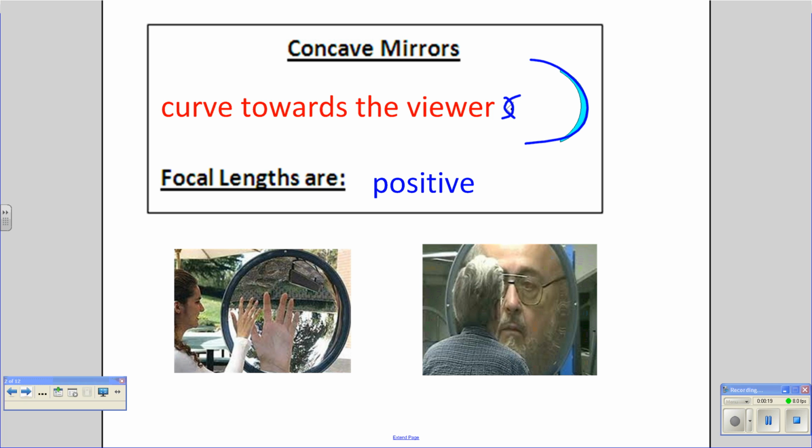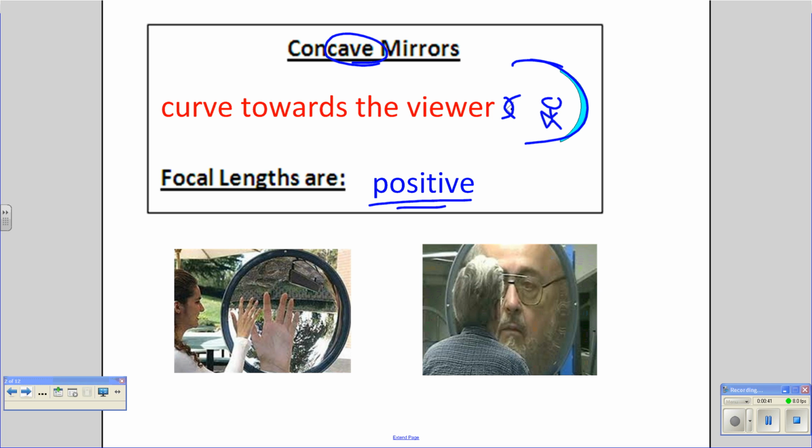Another way to remember concave mirrors and the direction that they curve in is they make like a little cave that you can live in. Now, concave mirrors, their focal lengths are positive. You guys see a couple examples of concave mirrors down below.